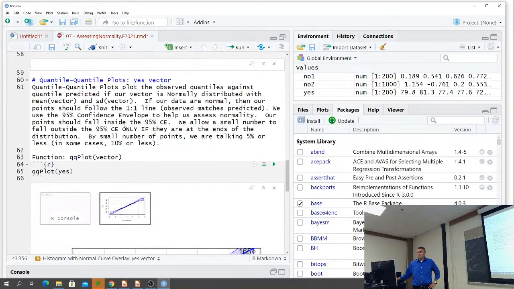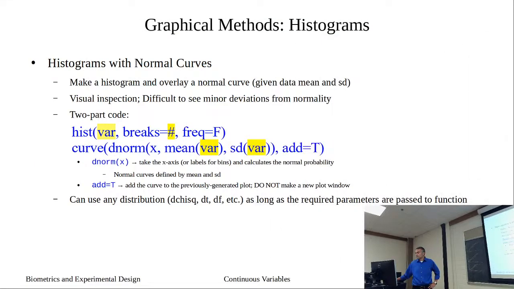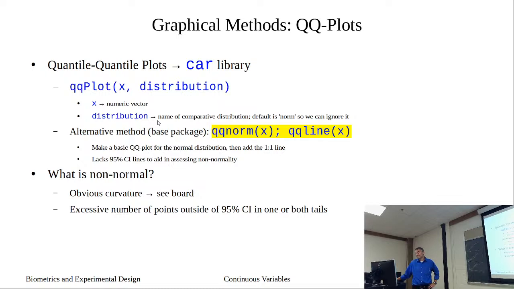All right, so that was the histogram. The other one is the quantile plots. This was in the car package, which the new version, I'm not sure if I like it or not. But we have to load the car package, so library(car). And then we use qqPlot with a capital P. Distribution is optional. The default is norm, and since we're always just testing against a normal distribution, we'll just ignore it. So qqPlot of our vector. What we are looking for is obvious curvature, something like we did up here, or an excessive number of points outside of that 95% confidence envelope in one or both of our tails.